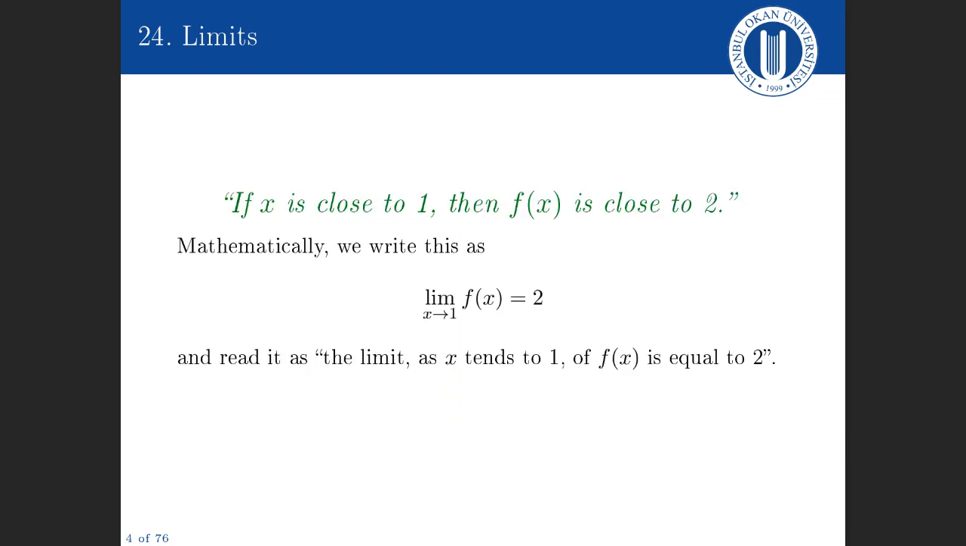We have a way of writing this in mathematics. In mathematics, we write this as the limit as x tends to 1 of f of x is equal to 2. That means as x gets closer and closer to 1, but actually never gets to 1, then f of x gets closer to 2.